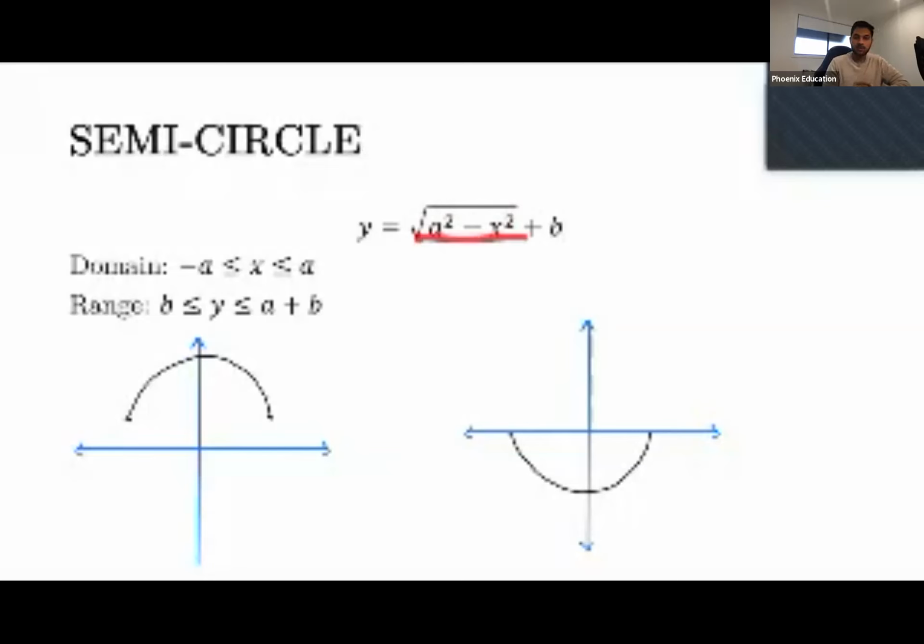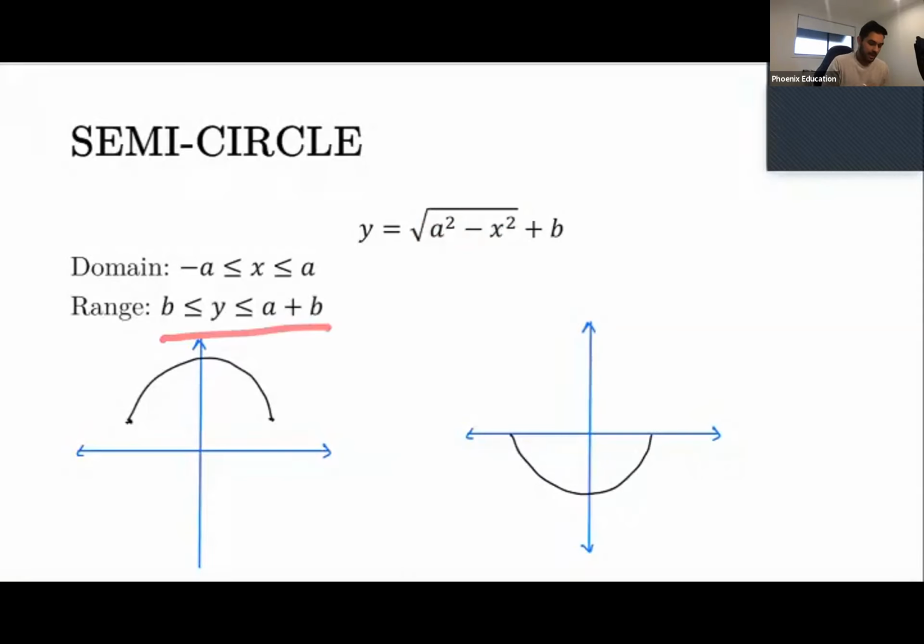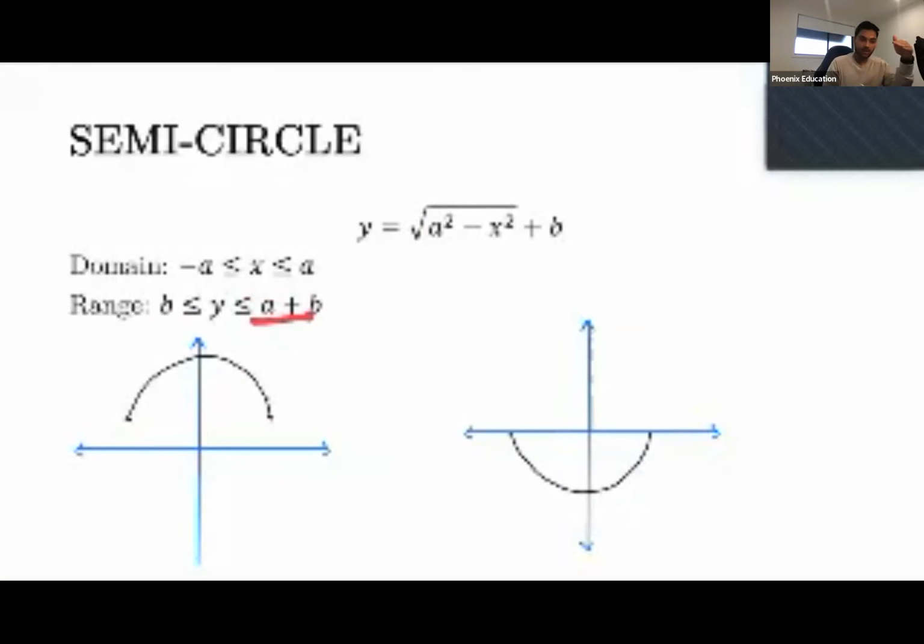The inside can be 0 or a positive number. The range for a normal semicircle graph is between 0 and A. In this one, we've shifted it up by B units. So that's why, instead of 0, we've got B, and instead of just A, we've got A plus B. So this would be B here, and this would be A plus B.